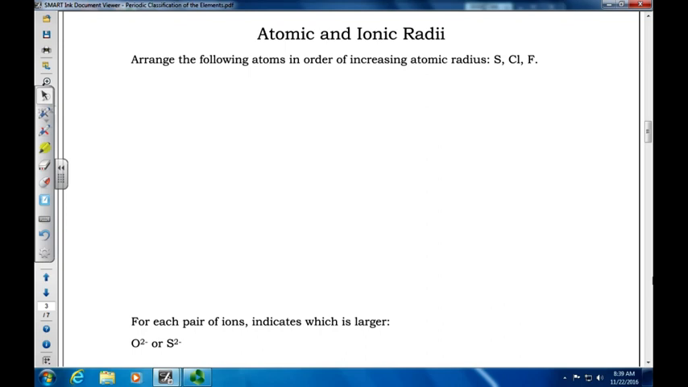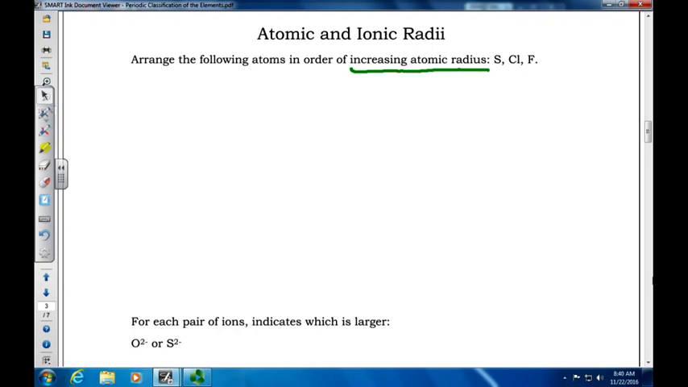Today we are looking at atomic and ionic radii. And more important than that, or just as important at least, is knowing the trends of the periodic table. So arrange the following atoms in order of increasing atomic radius. We need to find the increasing atomic radius for sulfur, chlorine, and fluorine.